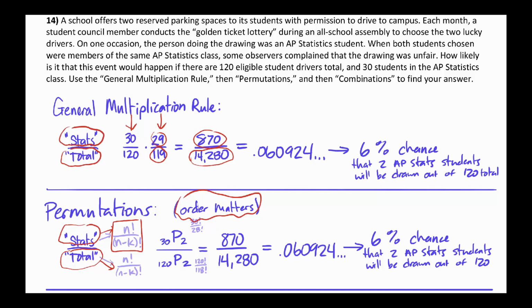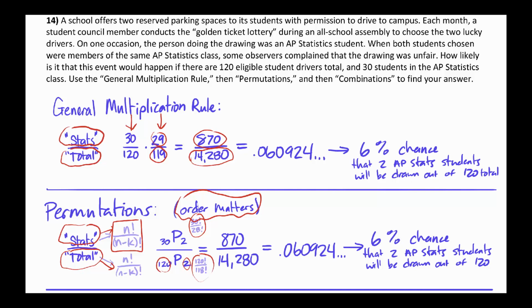Okay, and the order matters. That's why we're using a permutation. For the total, out of 120, we are picking 2. So we're dividing these two things, the number specific to the statistics class and the number specific to the total. If you are looking in the background, this is going to work out to be 30 factorial over 28 factorial for the top, and then 120 factorial over 118 factorial.